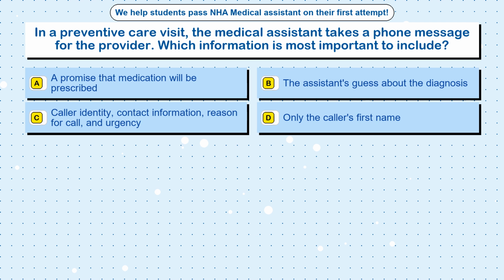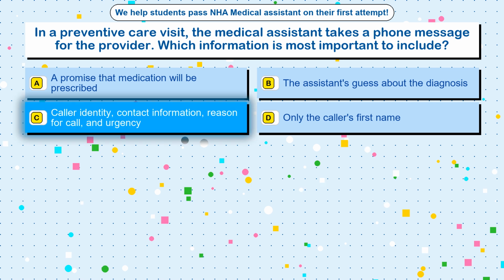Question 73. In a preventive care visit, the medical assistant takes a phone message for the provider. Which information is most important to include? Option A. A promise that medication will be prescribed. Option B. The assistant's guess about the diagnosis. Option C. Caller identity, contact information, reason for call, and urgency. Option D. Only the caller's first name.